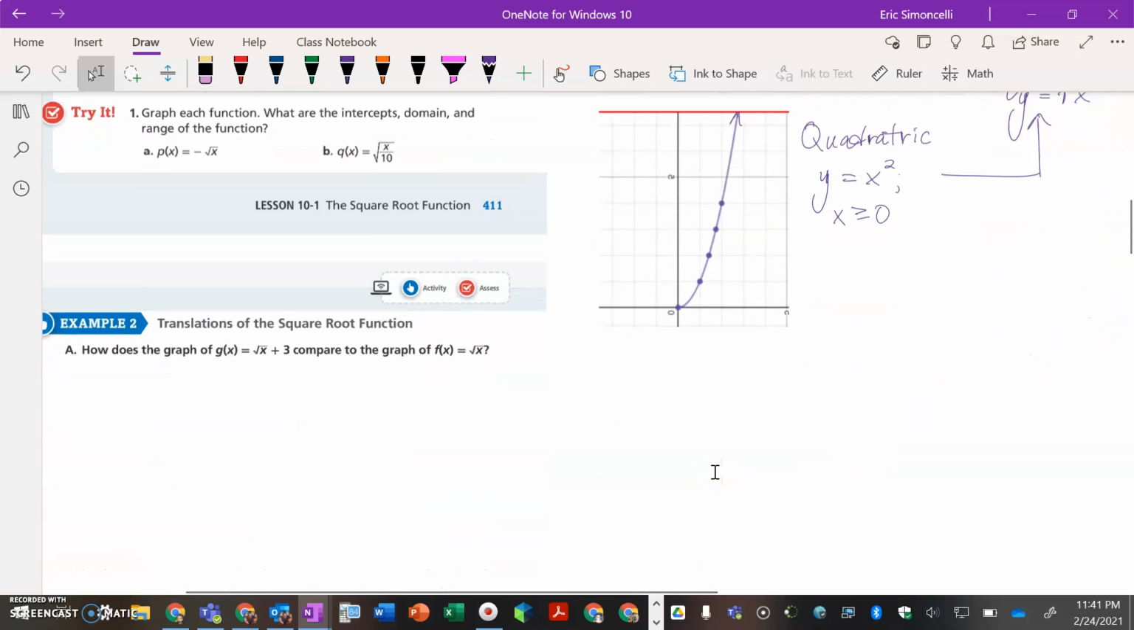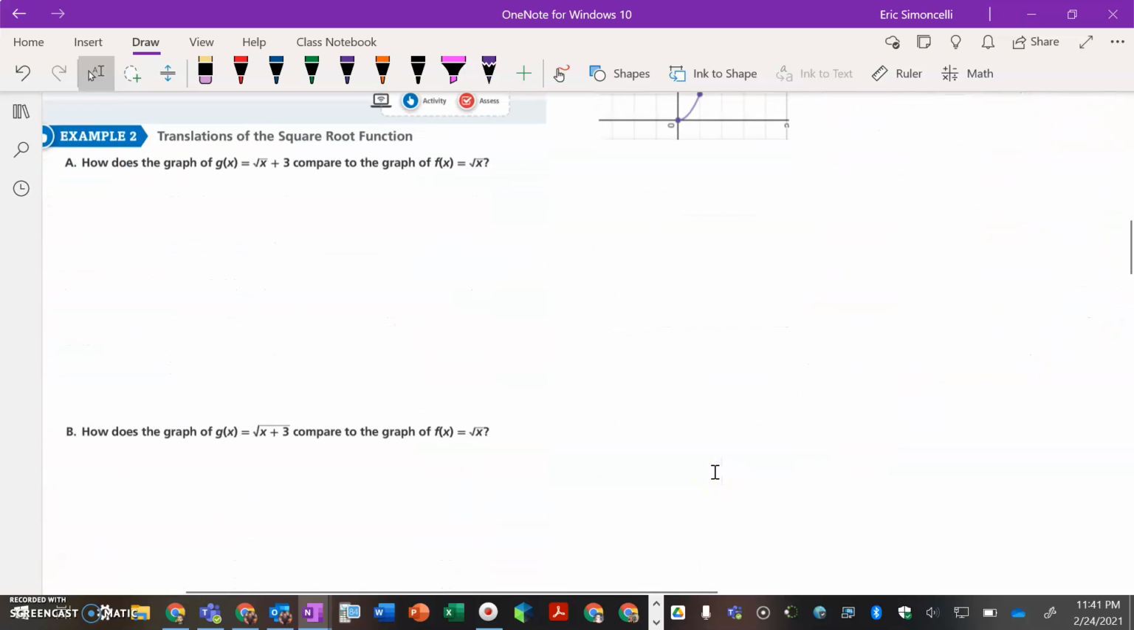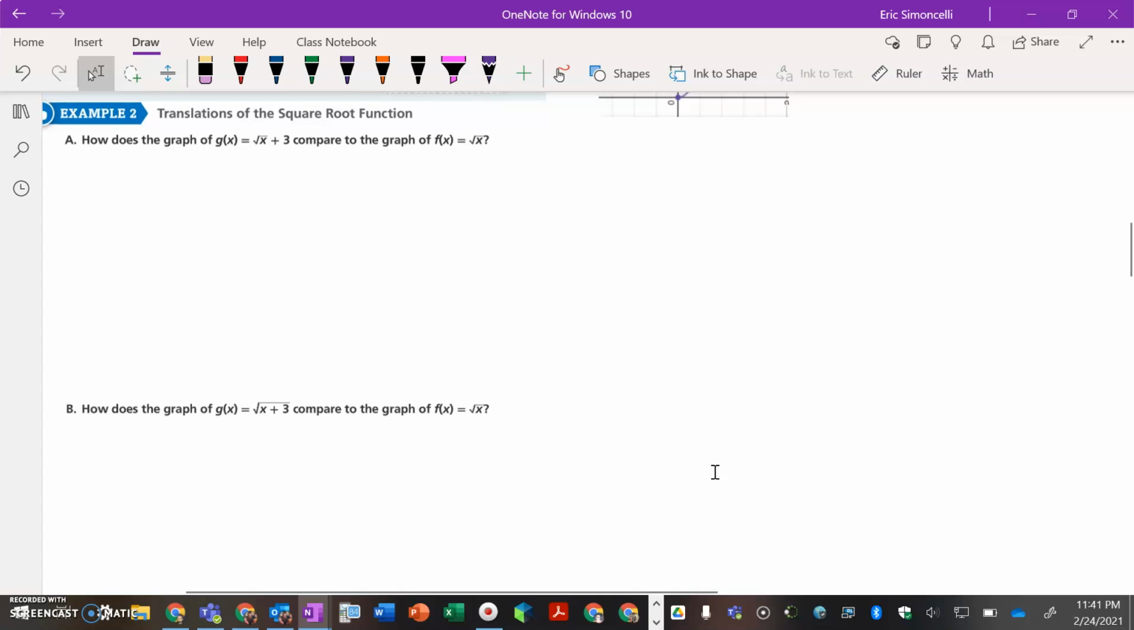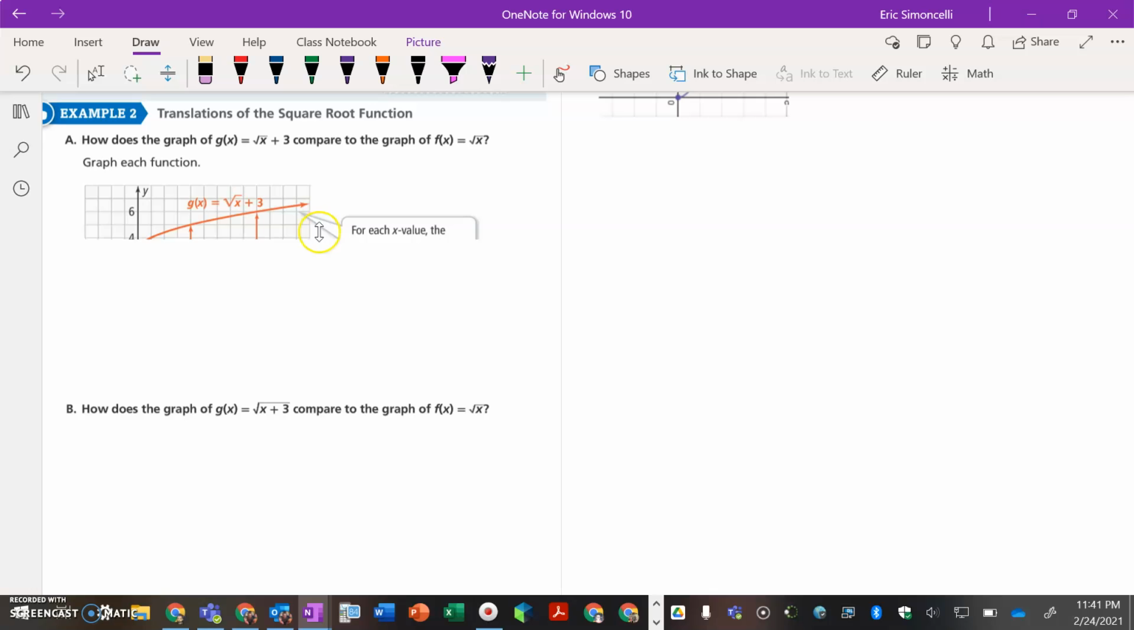Okay, example 2, translations of the square root function. Again, I do urge that you take a look, possibly using Desmos as you're doing these things. How does the graph of g of x equals the square root of x plus 3 compare to the graph of f of x equals the square root of x? Again, recall that f of x equals the square root of x is our parent function. Graph each function. Okay, so I'm going to uncover this, and yes, again, you're going to see some very similar things take shape.